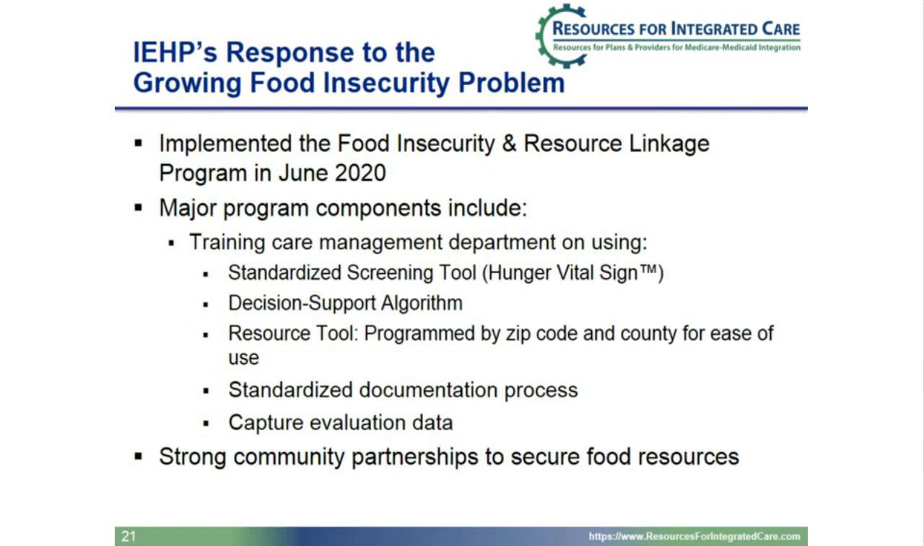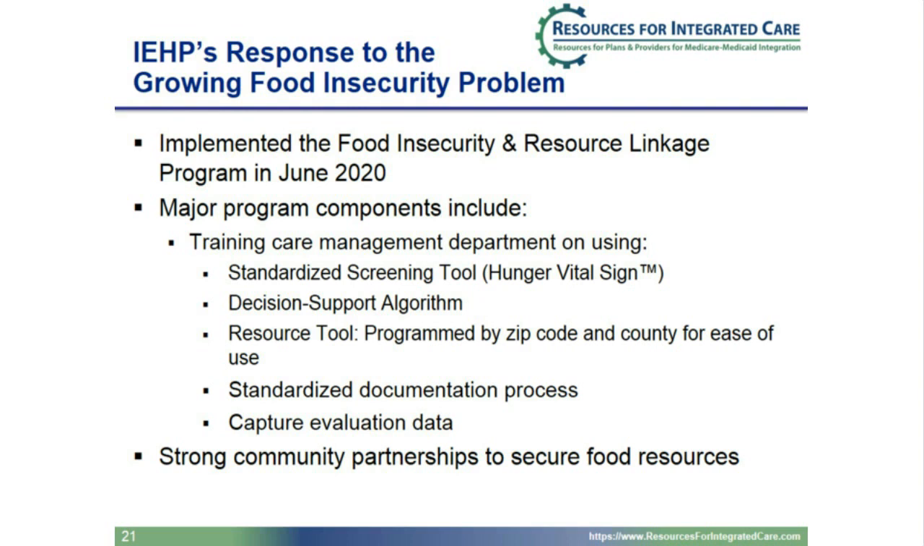So Inland Empire Health Plan's response to this food insecurity problem was to develop and implement a food insecurity resource linkage program, which was started in June of 2020. The major components of our program really focused on training our care management department, which also includes our behavioral health team members.